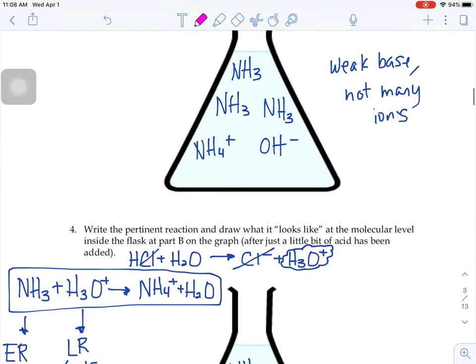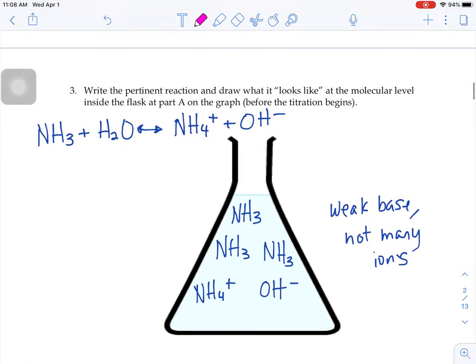So when you are at just part A, it's weak base only in that flask. No acid has been added yet. And that weak base can hydrolyze with water, forming some hydroxide ions. So that's where we get our pH to start. But there's not many ions because NH3 is a weak base, so it does lean heavily to the left-hand side there.